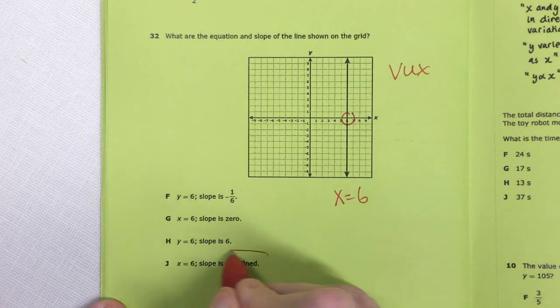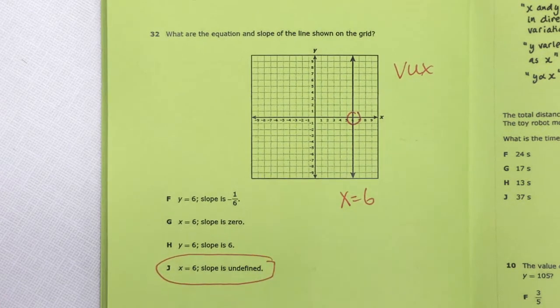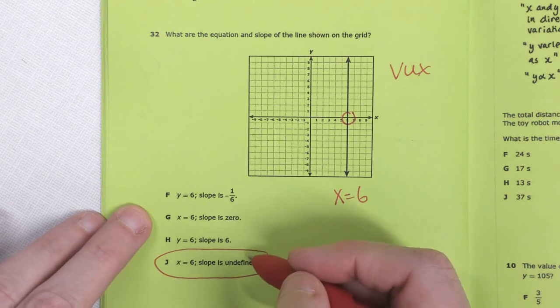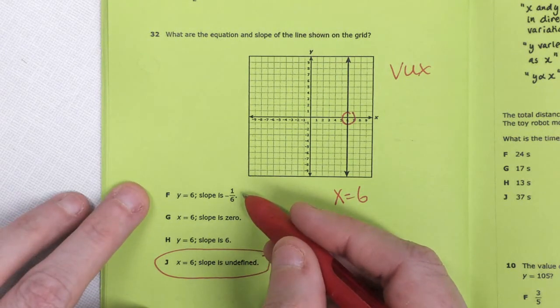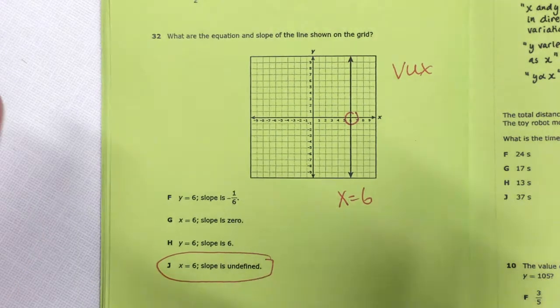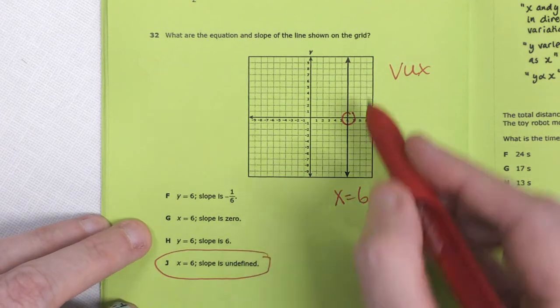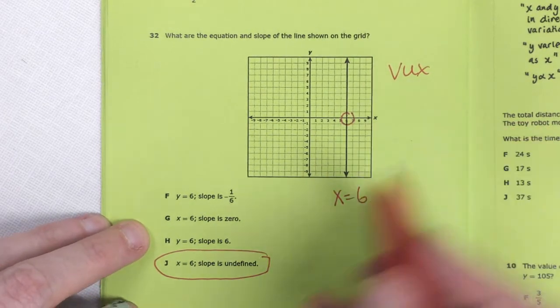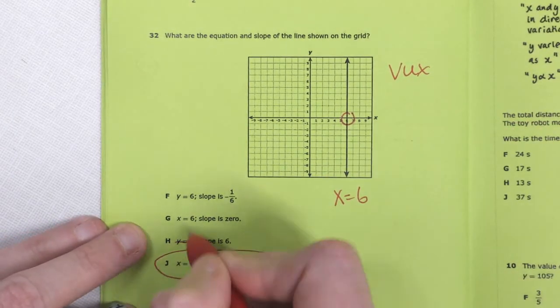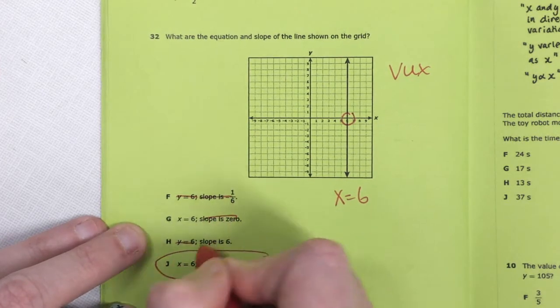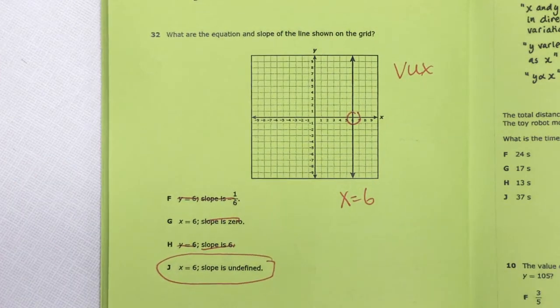Well, first of all, I already know J is the answer because it's the only one that says undefined. But if there was any doubt, like what if they said this one, y equals 6, slope is undefined? Well, it crosses at x equals 6. Since it crosses there, that's the equation. So these two were out because of that, and then everything else was out because everything else was wrong.